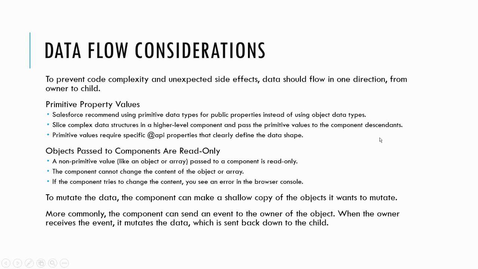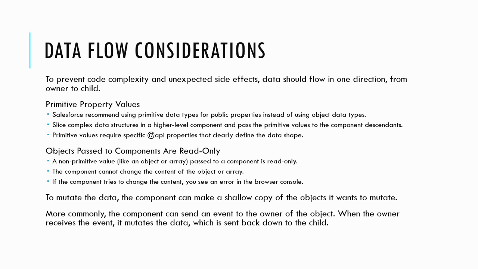Now let's suppose you have a complex object and that data needs to be passed. What Salesforce suggests is that you should slice the data in a higher component itself and then pass the primitive values to the component descendants, so that you can formulate that object again in the child if you want, or do the needed operation with the sliced data. The third point says that primitive values require the specific @api decorator: the public property has to be decorated with @api, so that we can see the data structure in a simplified way and visualize how the data is coming.